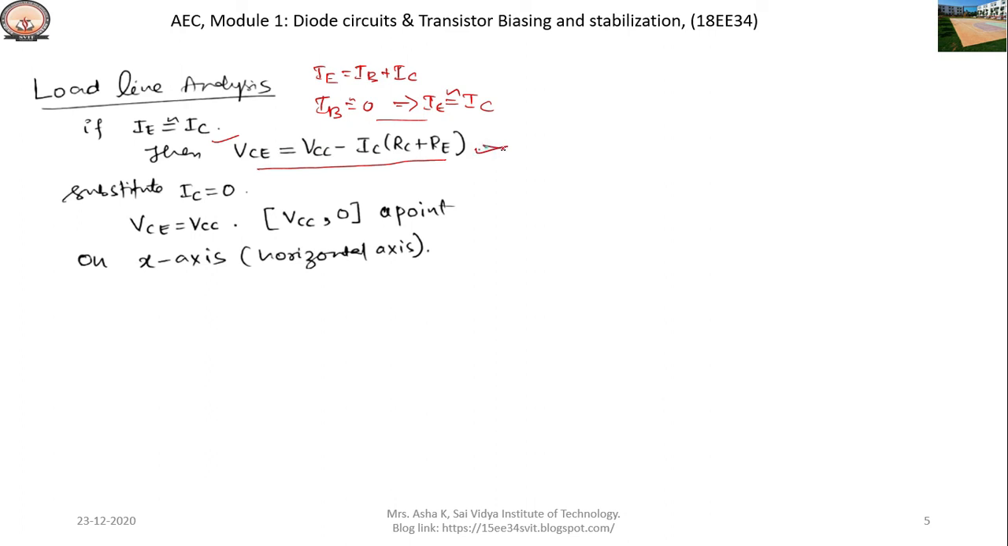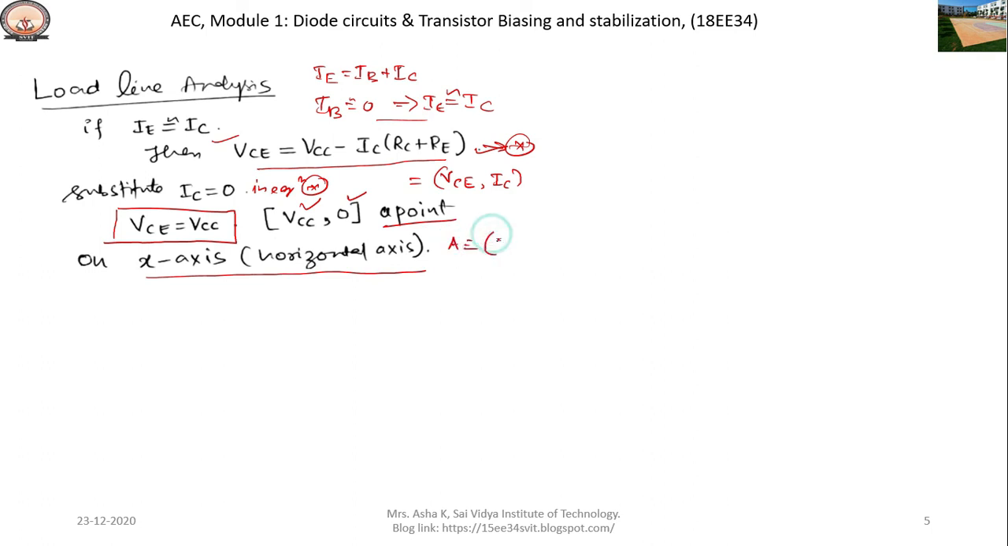By substituting IC is equal to 0 in equation star, what I am going to get here is VCE is equal to VCC. Now our output characteristics curve consists of x-axis as VCE, y-axis as IC, and if we substitute these values, VCE is equal to VCC and IC is equal to 0, we are going to get a point on the horizontal axis. Let us call it the point (VCC, 0).